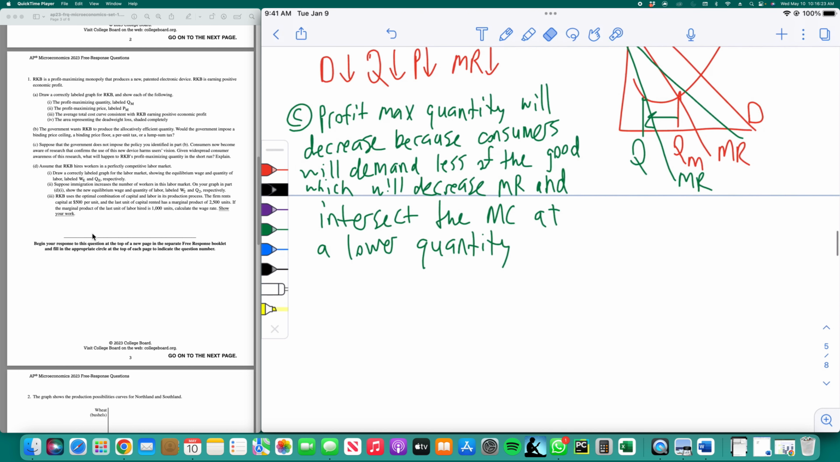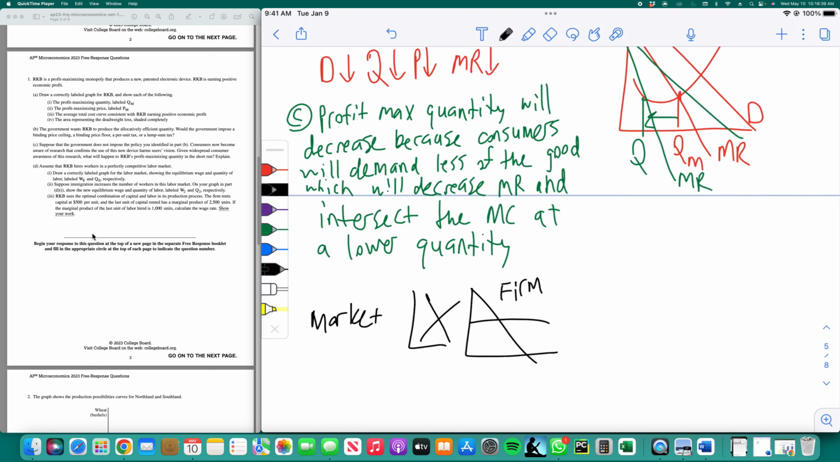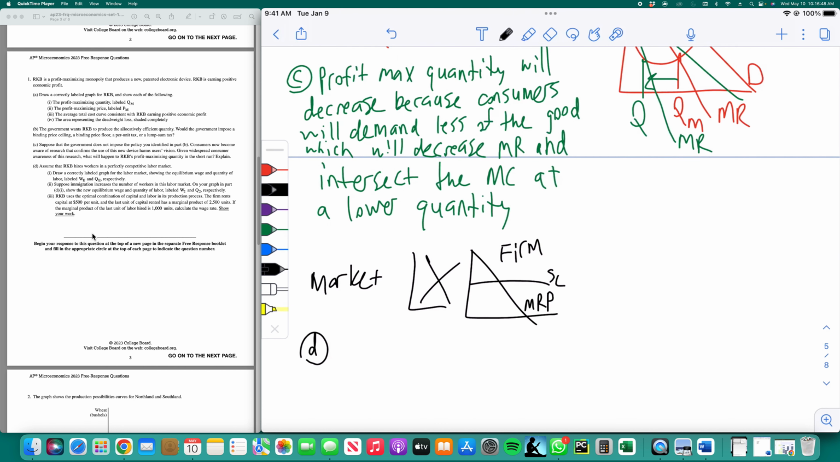So here's the deal. They say a perfectly competitive labor market. So we read the word market, and your first thought is, oh, that's just demand and supply. Okay, and then this would be the firm. This was the firm, because this is your supply of labor, and this is your MRP. But the question was asking you for the labor market.